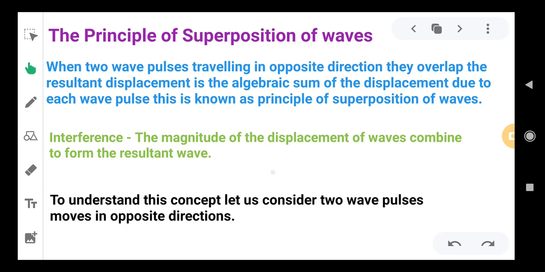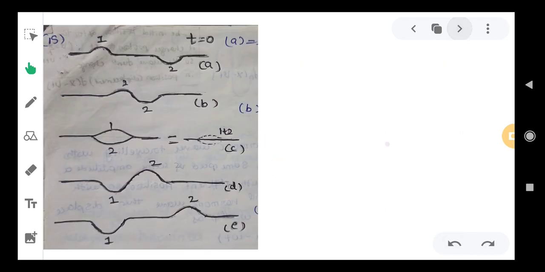Now, to understand this concept, let us consider two wave pulses moving in opposite direction. First one moving in this direction, another one is moving in this direction.